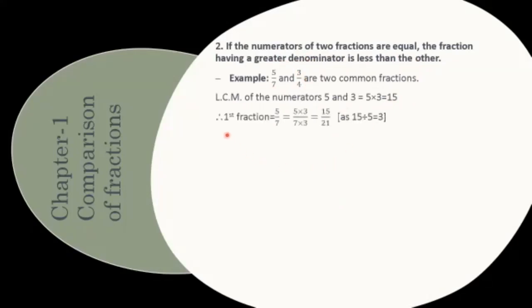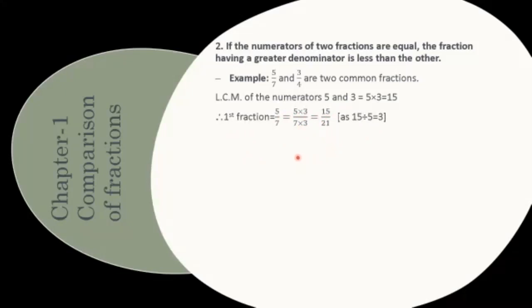Now the first fraction equals 5 divided by 7, and as the LCM is 15, if we divide by the numerator it will be 3, and this 3 we will multiply with the numerator and the denominator. So 3 multiplied by 5 will be 15, and 3 multiplied by 7 will be 21.